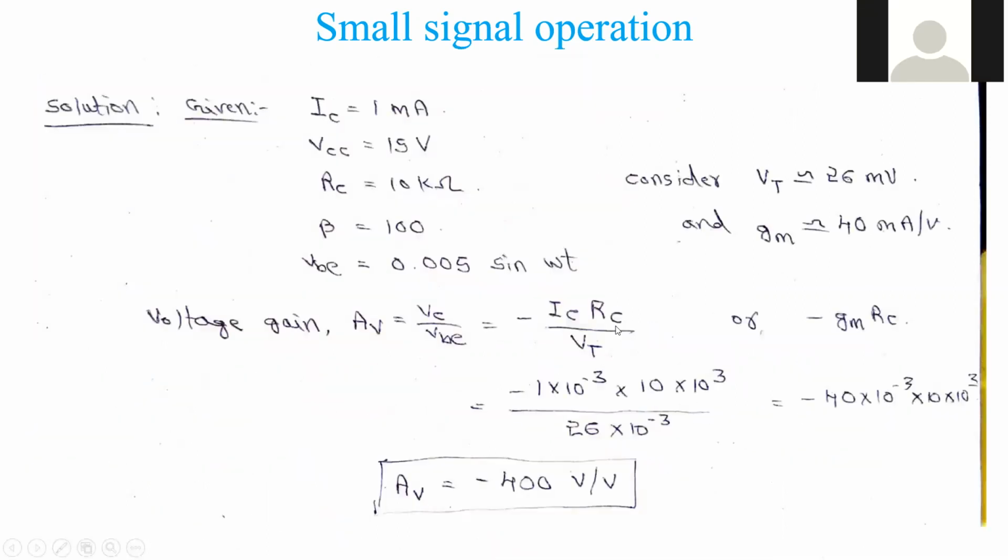Signal, both letter as well as subscript small. DC, both capital. And instantaneous is nothing but a combination of DC as well as AC. The letter is small, subscript is capital.